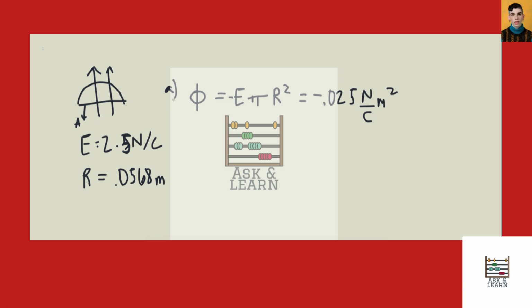Okay, and then we want to get the flux through the curved surface, and we can use Gauss's law to say, well, look, if there's no charge enclosed, then the total net flux has to be 0, and so the flux through the curved surface has to balance the flux through the flat surface. And so you can say the phi through the curved surface, I guess I'll call this F for flat and C for curve, is 0.025 newtons per coulomb meter squared.